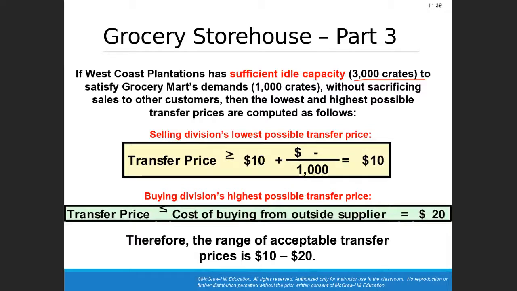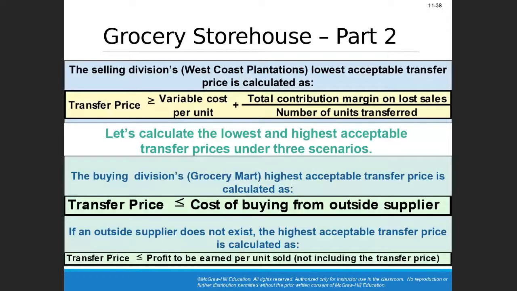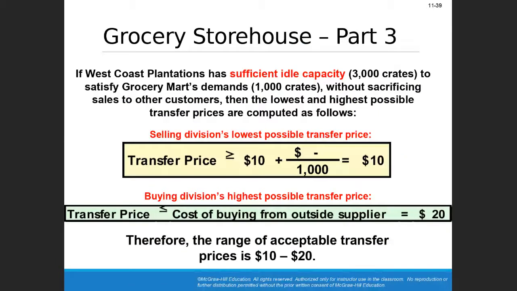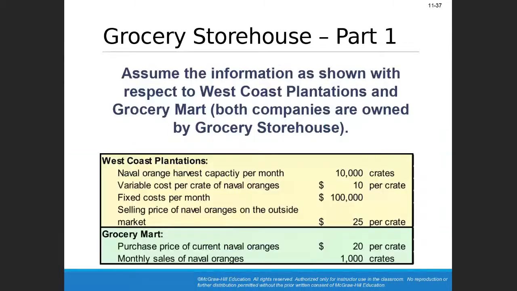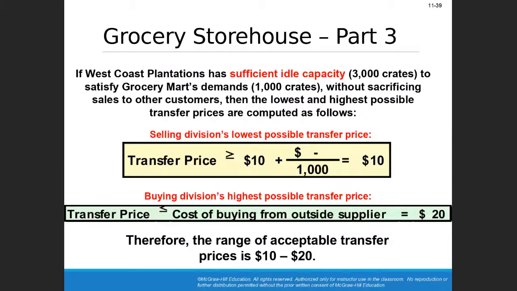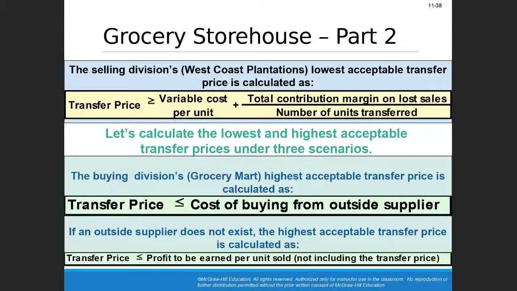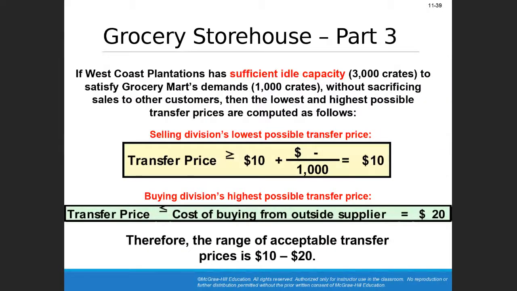So using this formula from over here, the transfer price is greater than or equal to $10 plus, that's the variable cost per unit, which we get from over here. Variable cost, $10. Divided by contribution margin on lost sales. Well, there are no lost sales, so we have 0 divided by 1,000. 0 over 1,000 is 0. So 10 plus 0 is 10. So there's the selling division's lowest price.